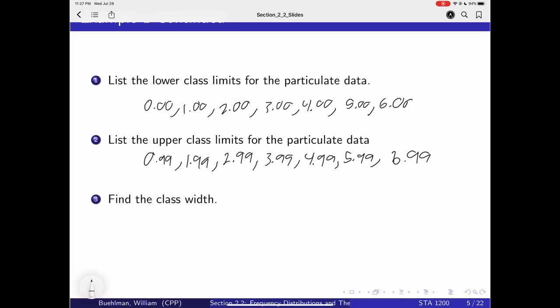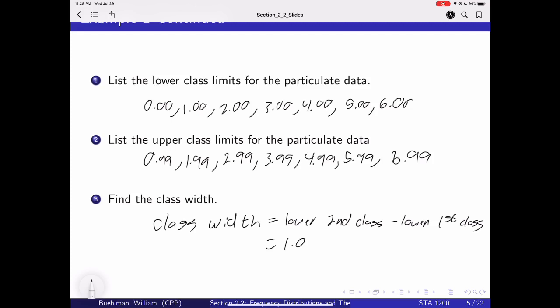So class width. Remember that the class width uses two consecutive lower limits. So we're going to take the lower for the second class minus the lower for the first class. So we see that the lower for the second class was 1.00 and the lower for the first class was 0.00. So therefore the class width is 1.